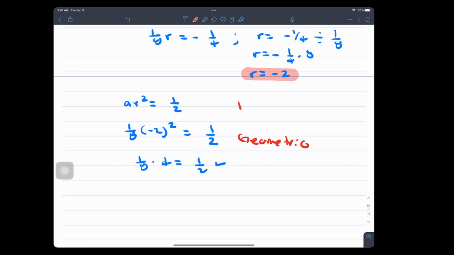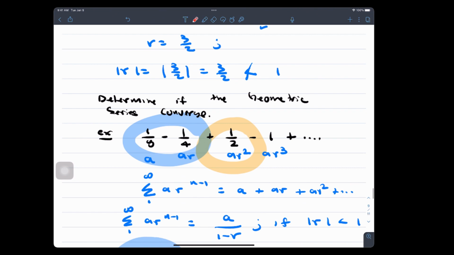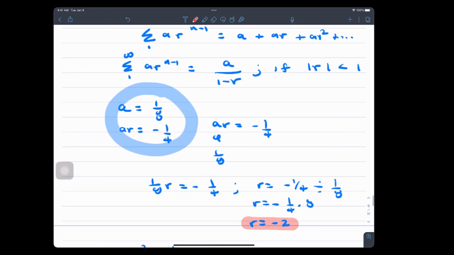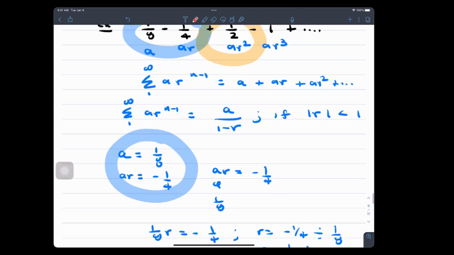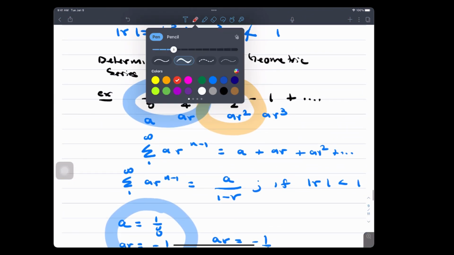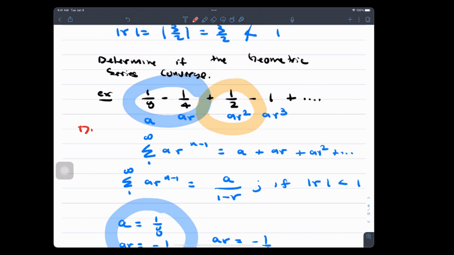So the absolute value of R in this case is the absolute value of negative 2, which is positive 2, and that's bigger than 1. And we want you guys to be able to see this. This means there's a problem. In order to have convergence, what's the deal? The absolute value of R needs to be smaller than 1. So therefore, this is a divergent geometric series. Okay, there you guys go.